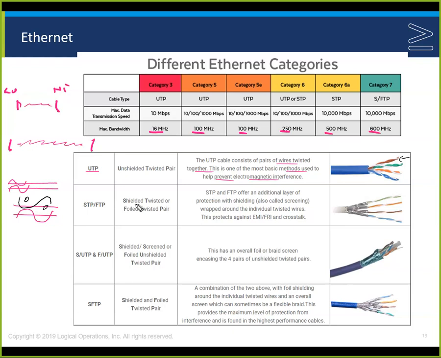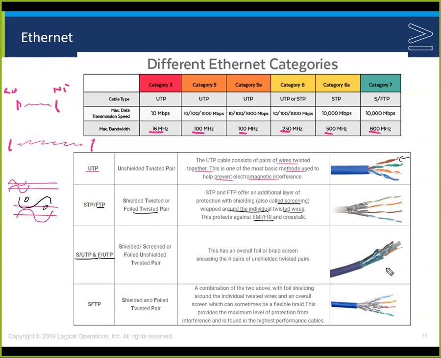Then we have STP, shielded twisted pair, or FTP, foil twisted pair. The shielded offer an additional layer of protection and shielding, also called screening, wrapped around the individual twists or individual pairs, which protects from EMI and crosstalk. It's going to help keep the noise out. And then we have the shielded or screened and foil twisted pair.